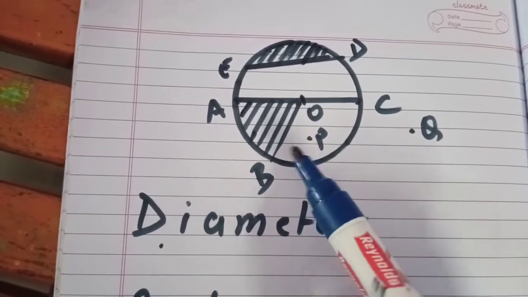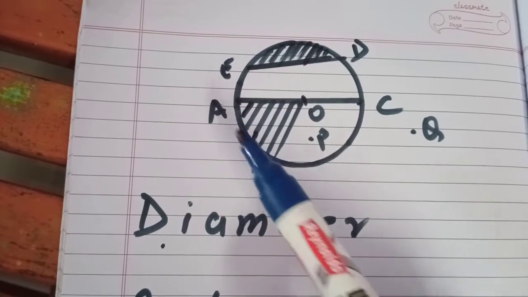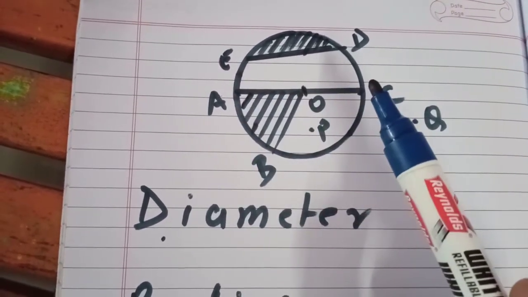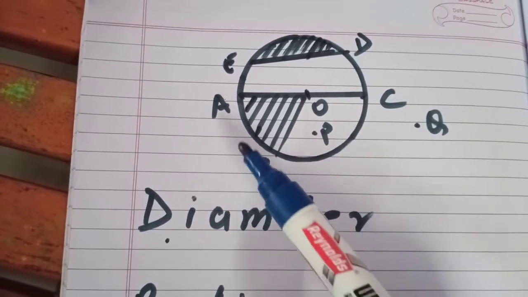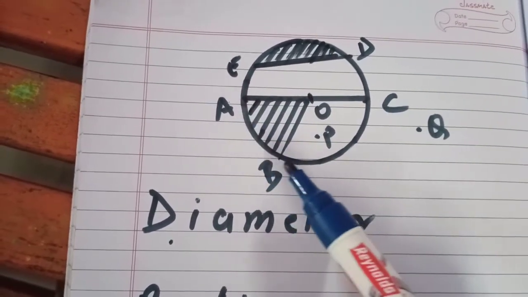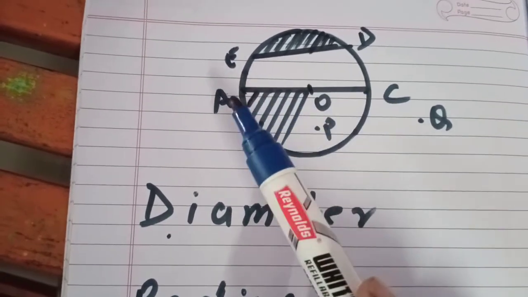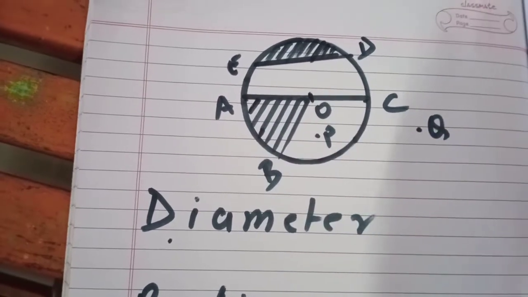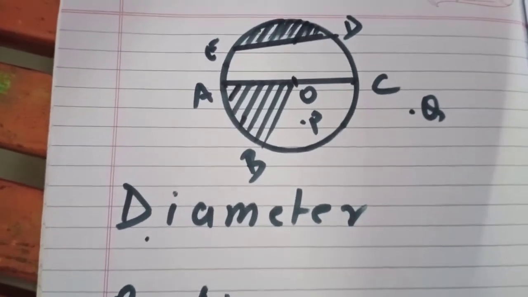Similarly over here also we can see that OAB is a specific sector, and if I say A, C and B, all the way from here to here, this entire portion A, B and C is known as a specific segment, right?